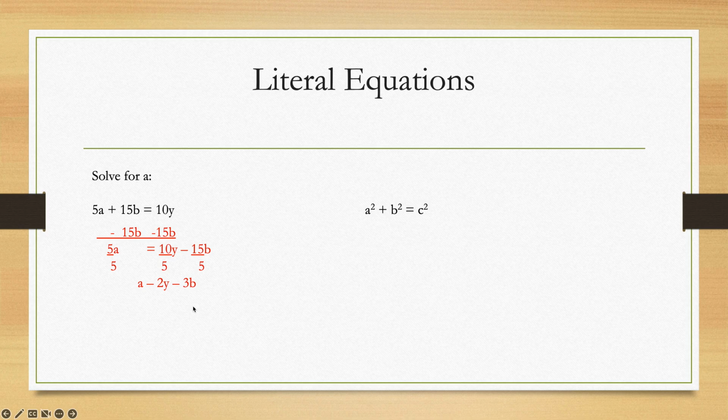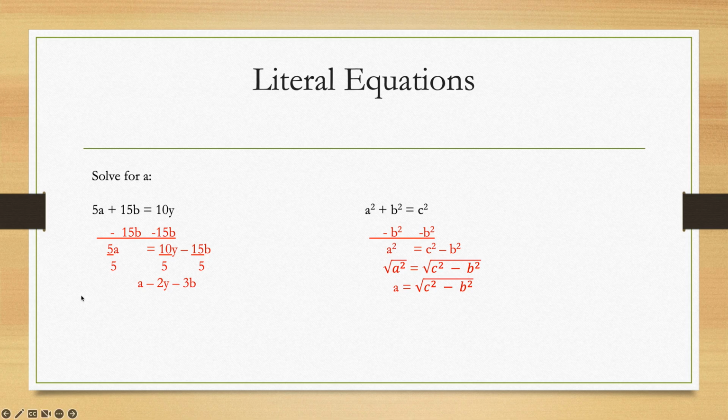Next one, solve for A. Get A by itself. So I subtract the b squared, and I get A squared equals c squared minus b squared. We have not done many like this. So to invert or do the opposite of or undo squaring is to square root. So I square root both sides, and the square root of A squared is just A. So I get A equals the square root of c squared minus b squared.